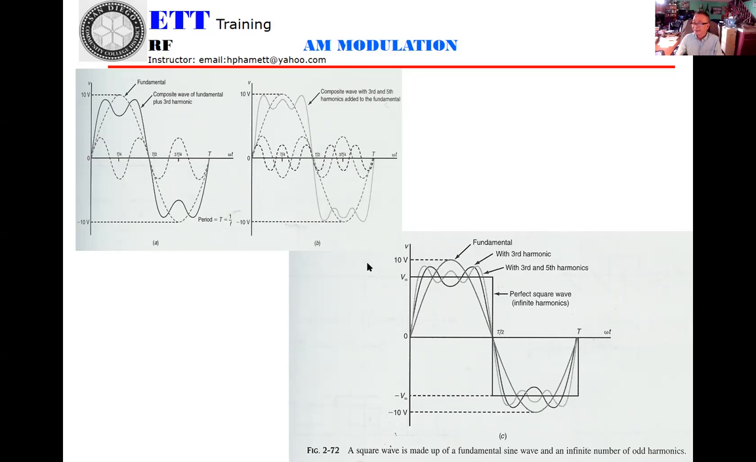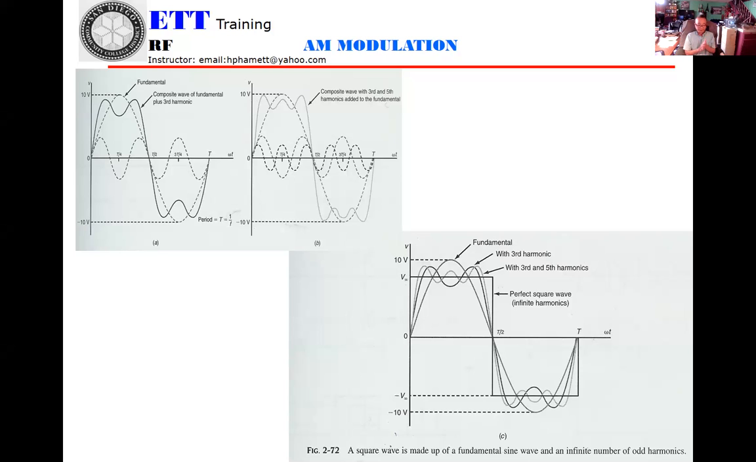Now, if you're looking at this, you can see you get a square wave. This is a square wave. And basically, a square wave is made up of sine waves. That means different harmonics will be making up the square wave. You can see that.